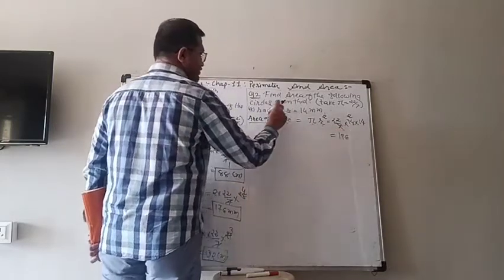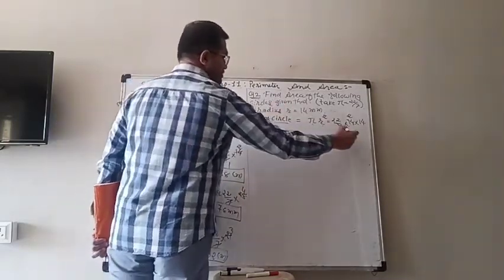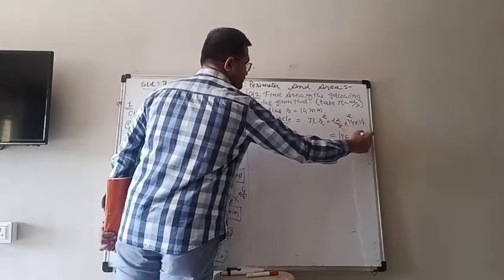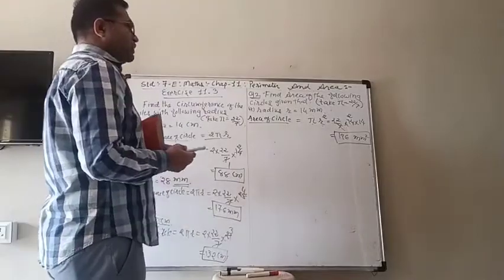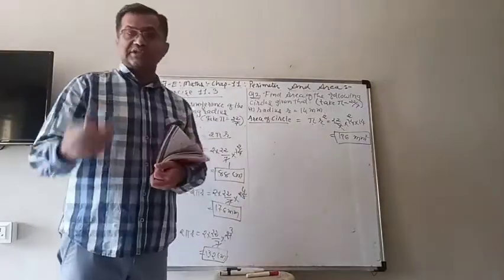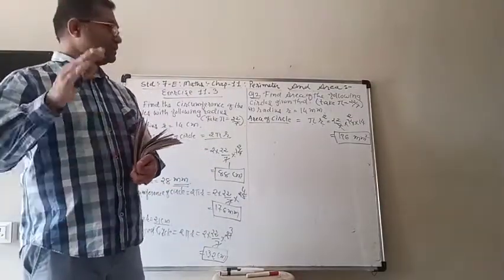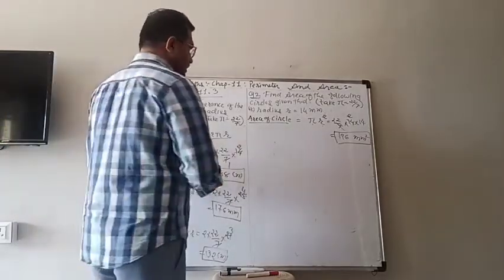But now here, what must be the unit? Millimeter means millimeter square. Here the unit should be a square unit, meaning centimeter then centimeter square. If it is millimeter then millimeter square, and so on.